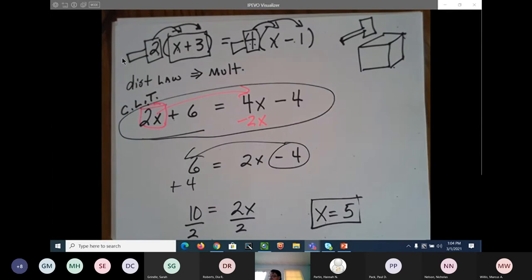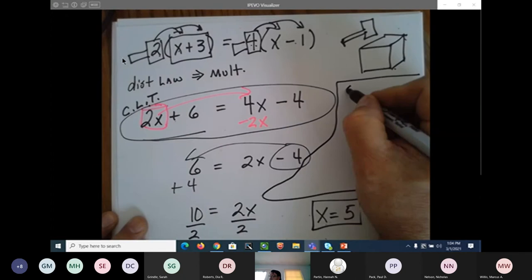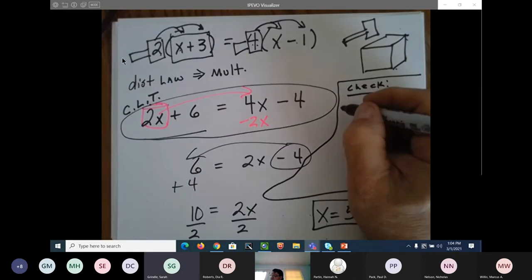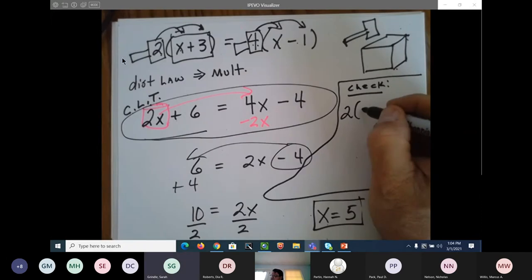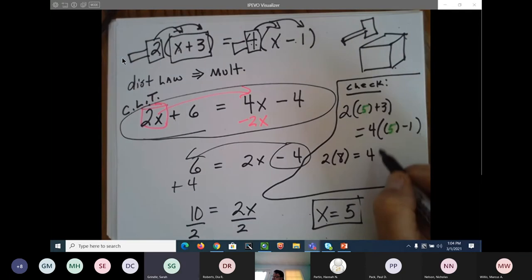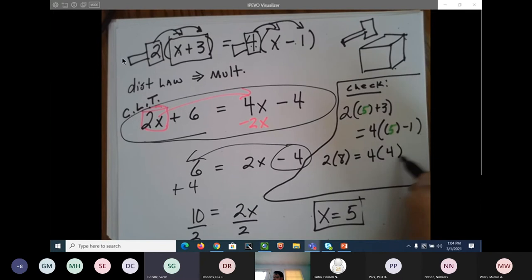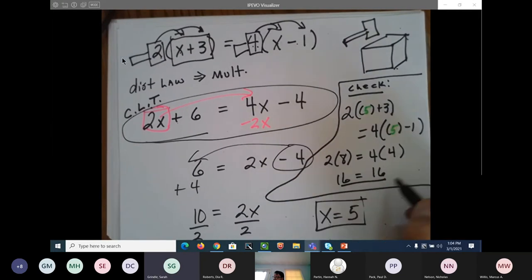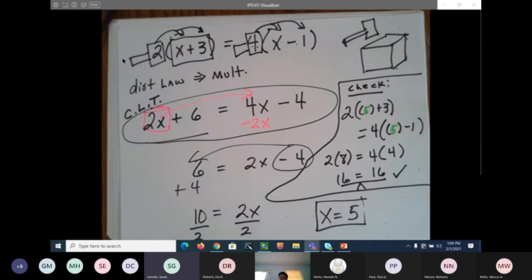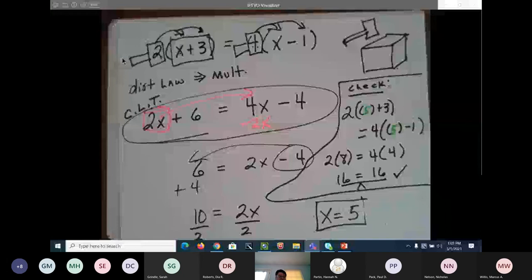Take that 5 and let's plug it in. 2 times parentheses plus 3 equals 4 times parentheses minus 1. And I plug in that 5. What's 5 plus 3? 8. 2 times 8 is equal to 4 times, what's 5 minus 1? 4. And 16 is equal to 16. And that's a true statement. Therefore, 5 is correct. Remember, distributive law usually gives you combining like terms.